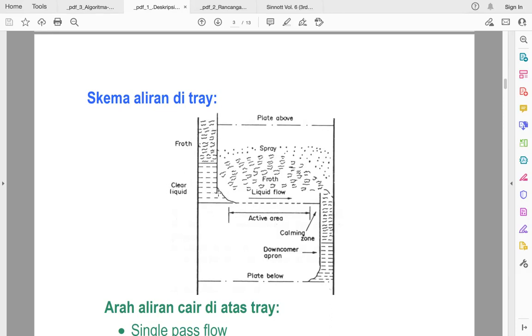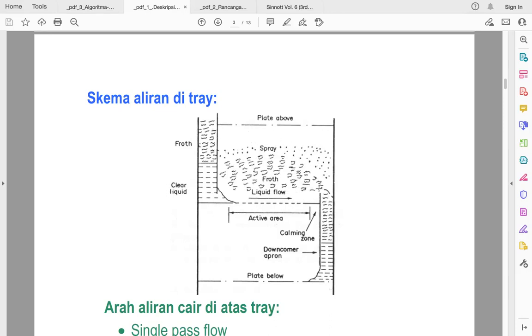Okay, so the liquid will fall, and then it is going to mix together with the vapor. So the froth means that the vapor is trapped inside the liquid, but on top of that there is also spray. Spray means droplets of liquid that hang around in the gas, or in the vapor.